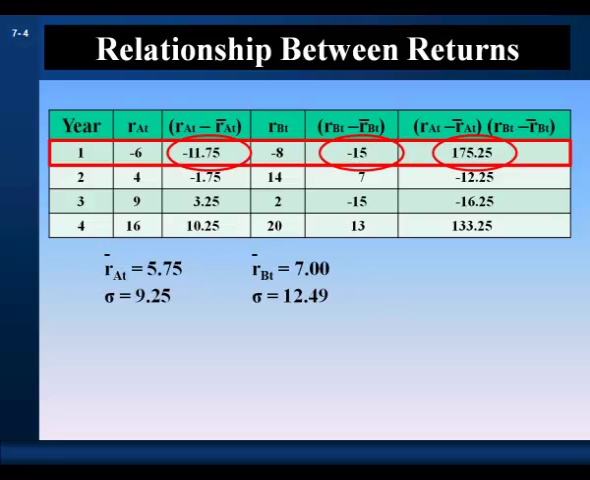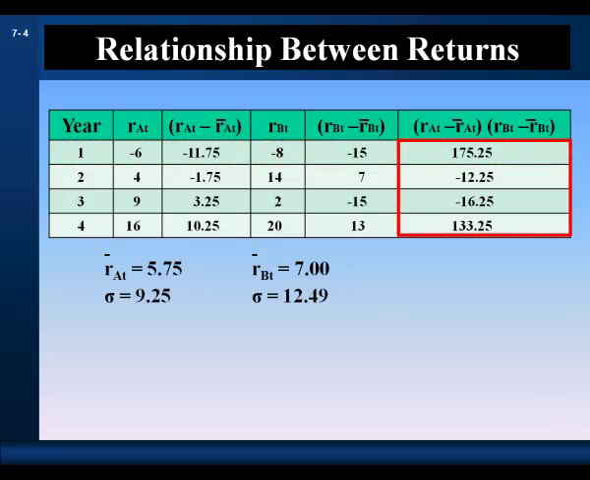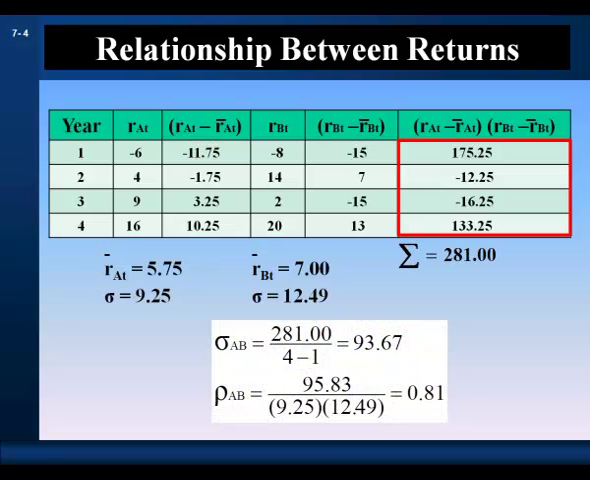We multiply together the paired deviations from the mean and get 175.25% squared. We do this for all years. The covariance is the average of the product of the paired deviations from the mean. So we sum the products of the paired deviations from the mean and divide by 4 minus 1, the number of observations minus 1 degree of freedom. And the covariance between A and B is 93.67.